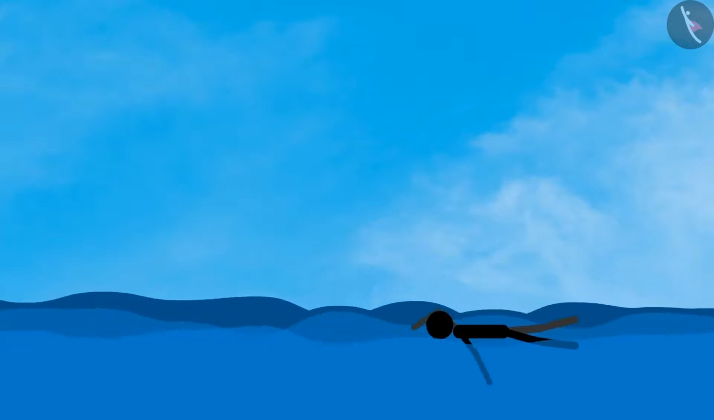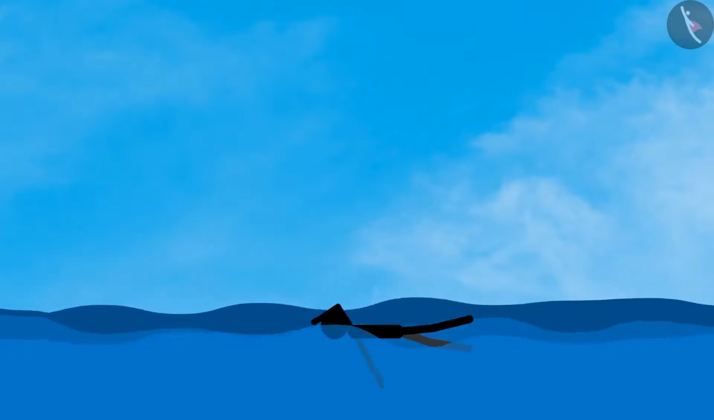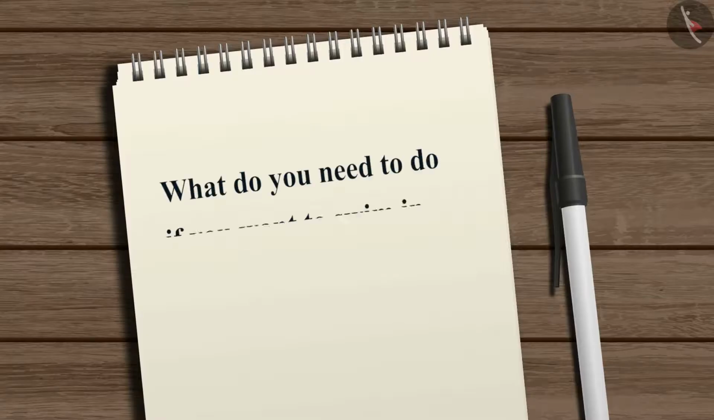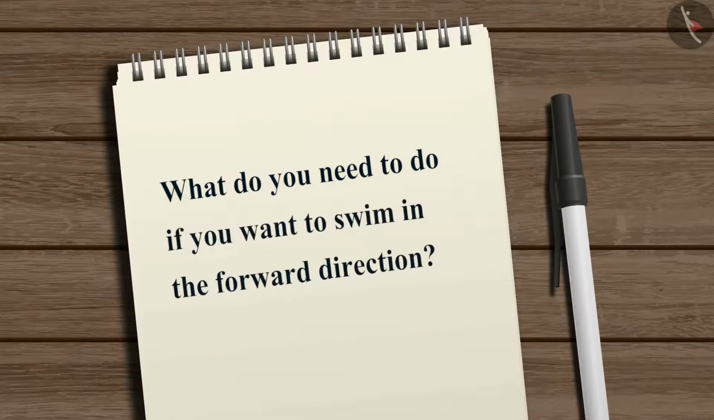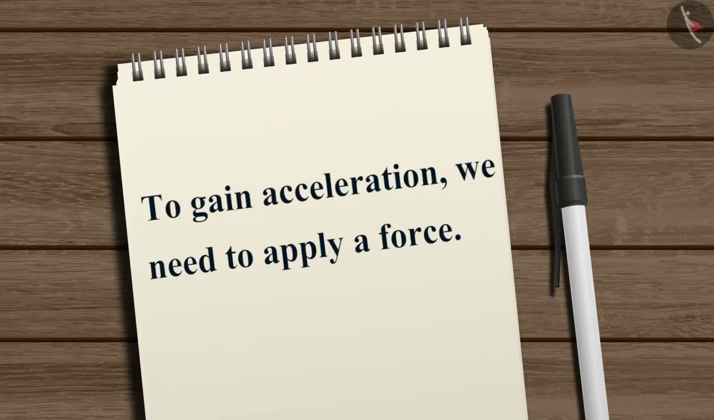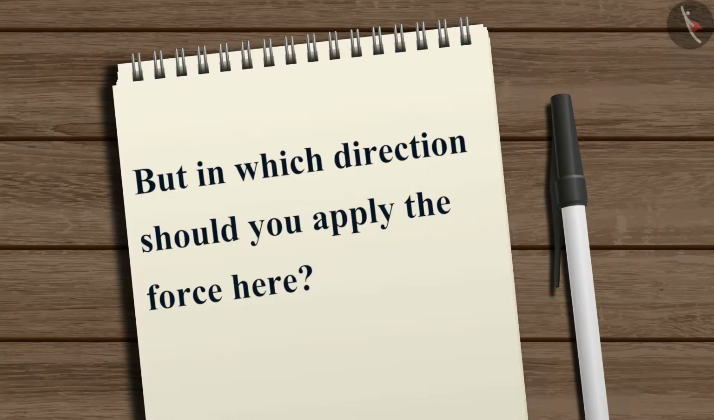Consider a situation of you trying to swim. Now, what do you need to do if you want to swim in the forward direction? In the last video, we learned about the second law of motion. From this, we know that to gain acceleration, we need to apply a force. But in which direction should you apply the force here? Is it in the direction you intend to move?